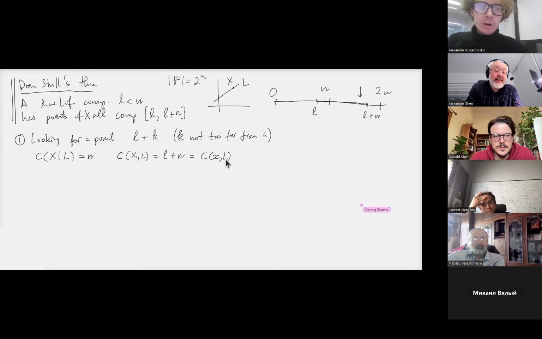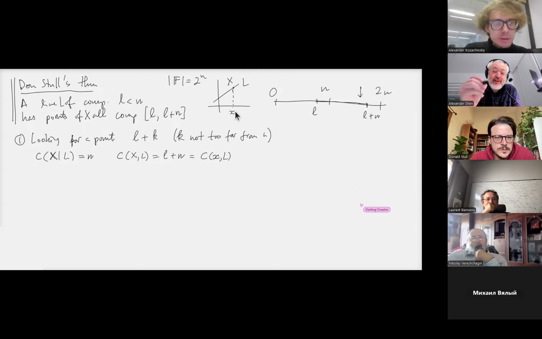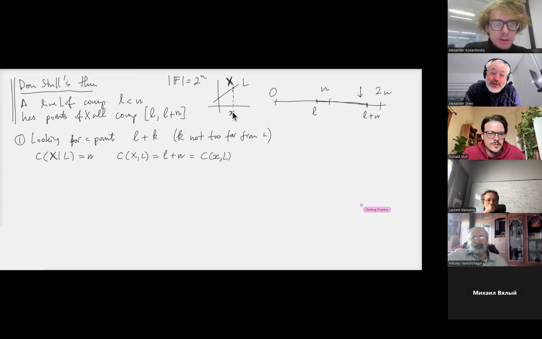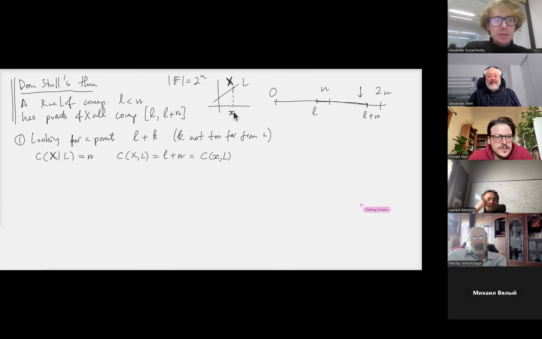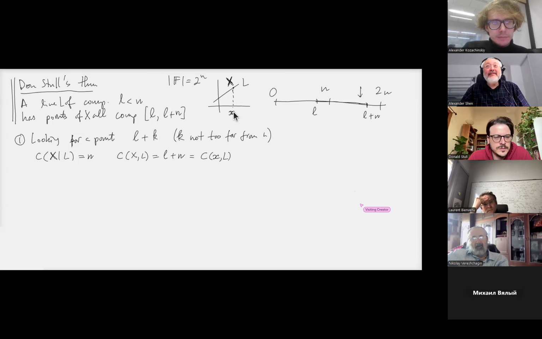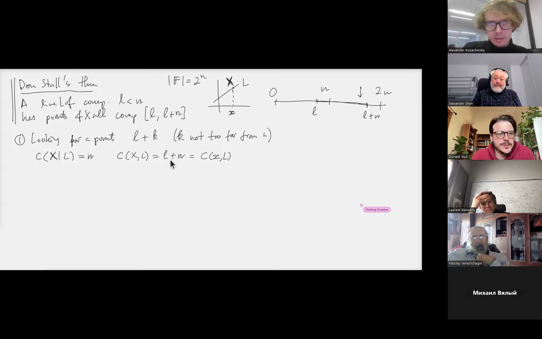Are the x's a point or a coordinate? The first big X is a point. You take the point on L which has maximal complexity relative to L. Yes, a point of maximal complexity relative to L. Then the pair has complexity L plus n.